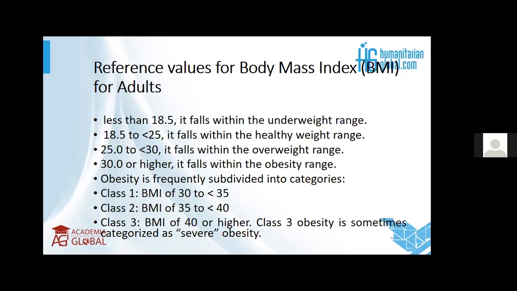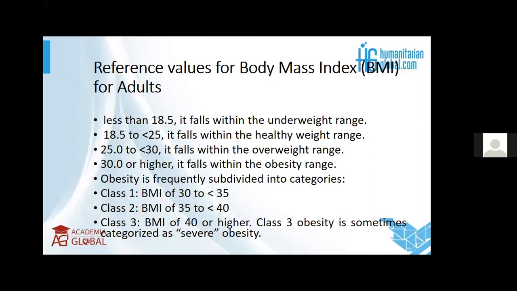18.5 to 25 means that is the ideal body range. It falls within the recommended body weight range for a person. And if it is between 25 and 30, then it means that this person falls within the overweight range. If it is 30 or higher, it means that the person is obese.